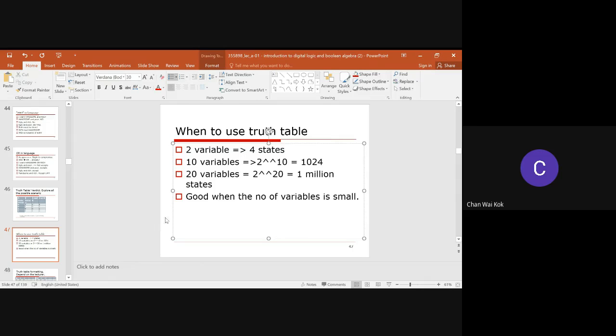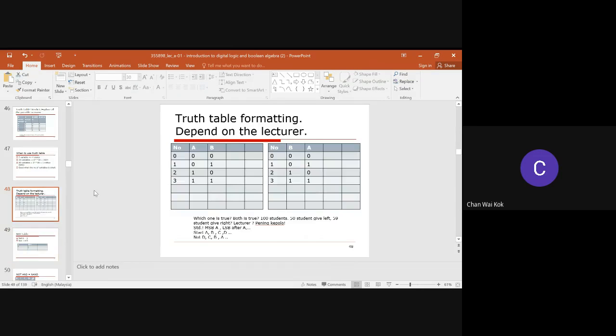So, truth table formatting. Now we're going to talk about truth table formatting. It will depend on the lecturer who sets the exam question. So you have A and B, with 0 0, 0 1, 1 0, 1 1, and you use 0, 1, 2, 3. Another student uses another one, starting with B instead of A.